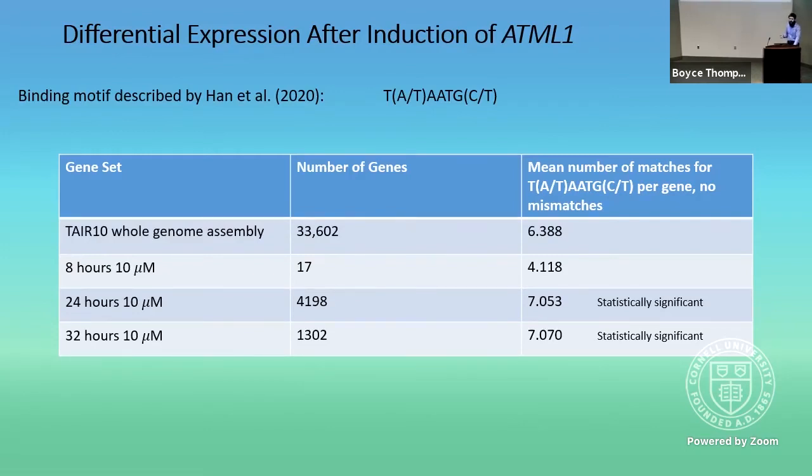This indicates to us that in those gene sets, there are genes that are targets of ATML1 and do contain this binding motif in significantly more numbers than the whole genome. This data was gathered by a bootstrapping method where we'd sample the genome 5,000 times and then perform t-tests on all those randomly sampled sets 5,000 times. And the results are significant.